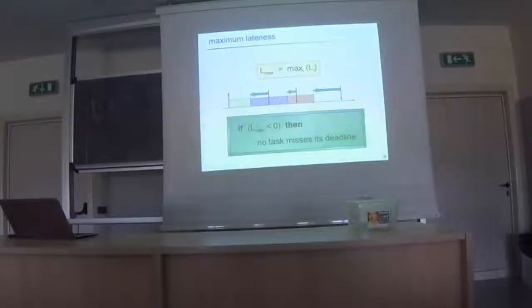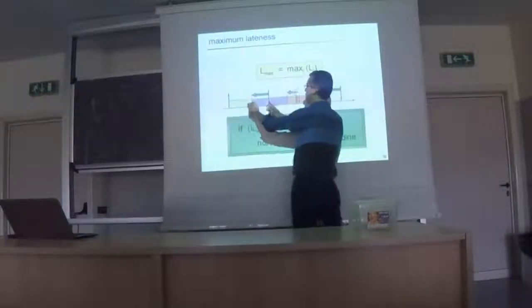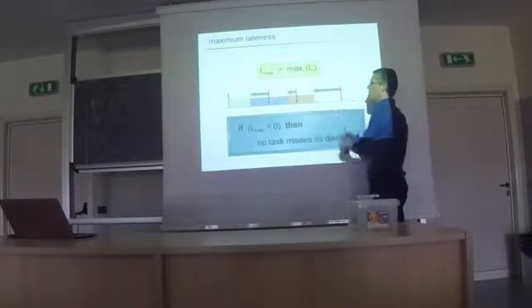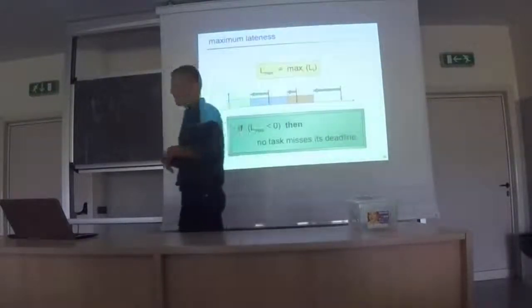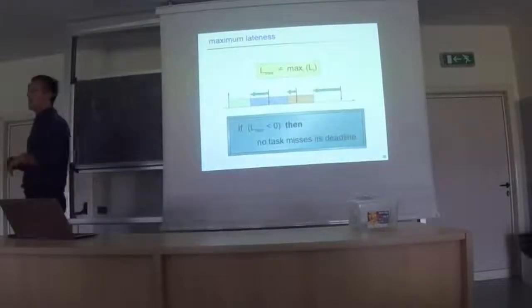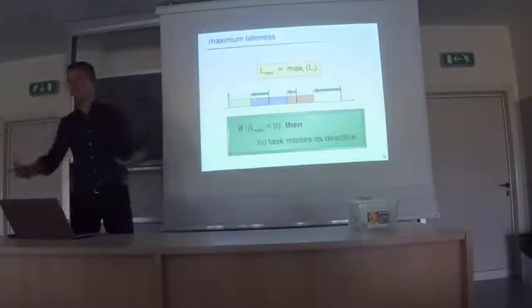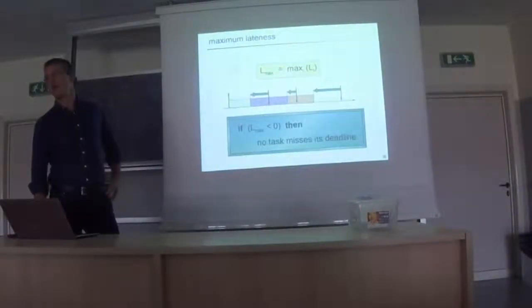This is a very convenient property for real-time systems because, again, here you can see the lateness for tau 1, for tau 2, for tau 3. If I minimize the maximum lateness, I take the task that has the largest lateness, the latest among the other tasks, and if it doesn't miss the deadline, no one will miss the deadlines.